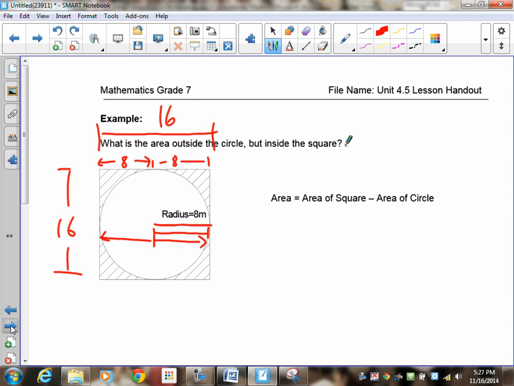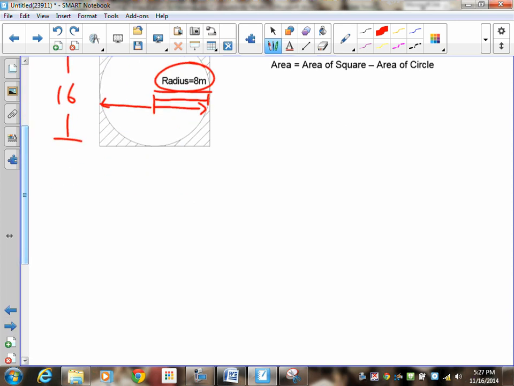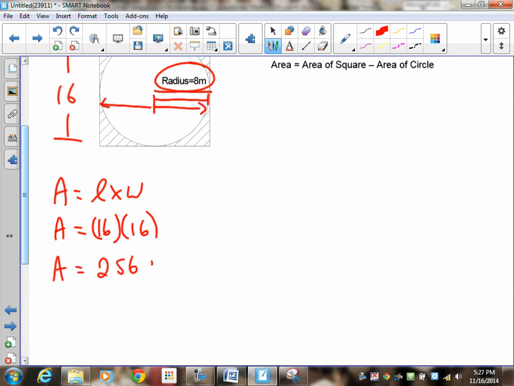My radius of my circle, I'm going to use that in a moment. So to find the area of the square and subtract the area of the circle, that will give me the area of the crosshatch. So let's start with the area of the square. That's length times width, or side by side. We know it's 16 times 16. So that is 256, and we're in meters. So there is my first one. 16 times 16 is 256.